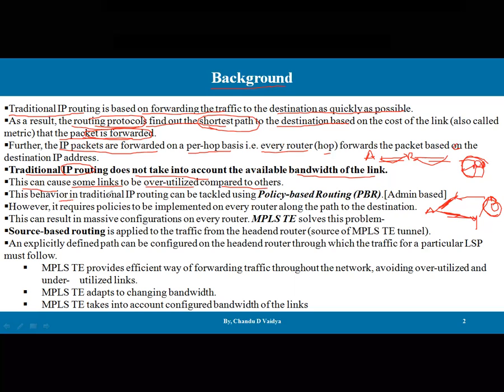This behavior in traditional IP routing can be tackled using policy based routing, where the admin takes the decision and configures a particular path or mechanism so that the packet can be transferred. However, the policy is required to be implemented on every router along the path to the destination. If the network size is very high, the admin cannot configure each time. So it is better to have a policy that can be implemented everywhere so that it works dynamically.